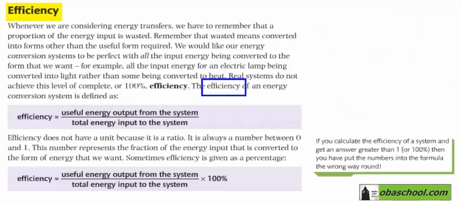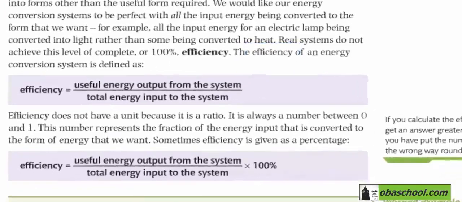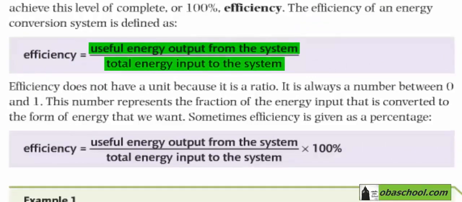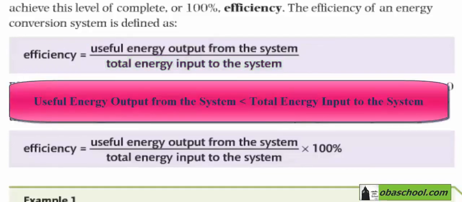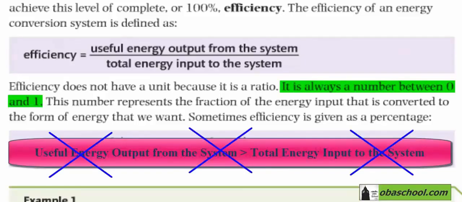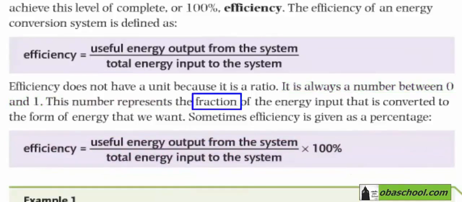So the efficiency of an energy conversion system is defined as: efficiency equals the useful energy output from the system divided by the total energy input to the system. And for sure, the useful energy output from the system is less than the total energy input to the system, so the efficiency is a ratio. And it's unitless because the numerator and the denominator have the same unit. And it never happens that useful energy output from the system would be greater than the total energy input to the system. It's always a fraction.